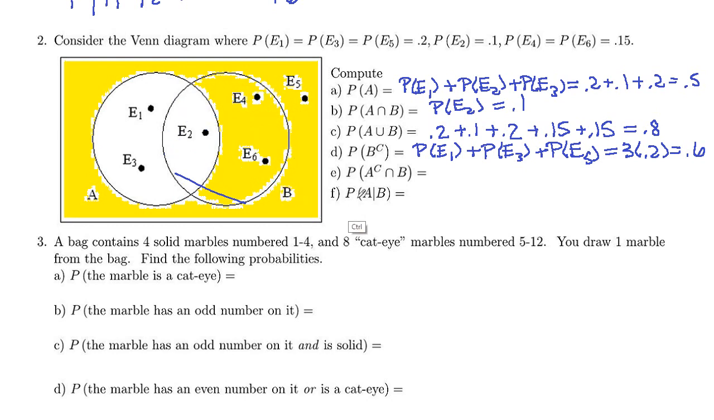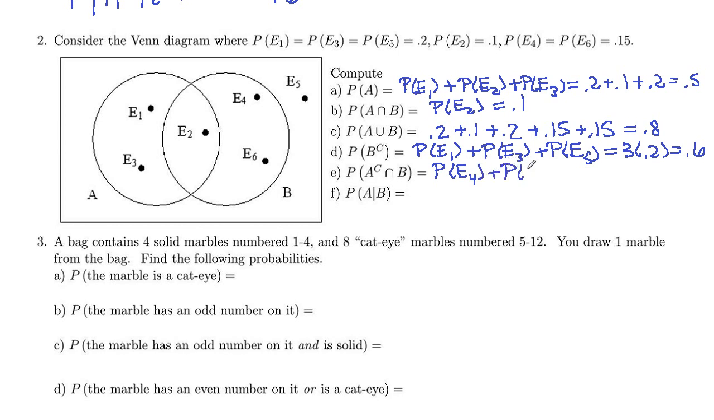So we back that up. So this is probability of E4 plus probability of E6. And sample points 4 and 6 both have probability of 0.15. So 0.15 plus 0.15, 0.3.